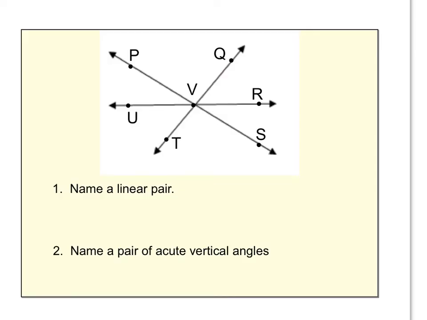At this point, please pause the video and try numbers 1 and 2. After you've tried them, go ahead and unpause.